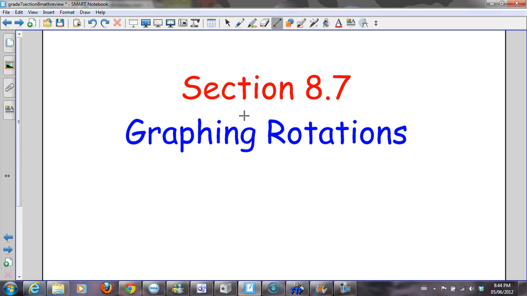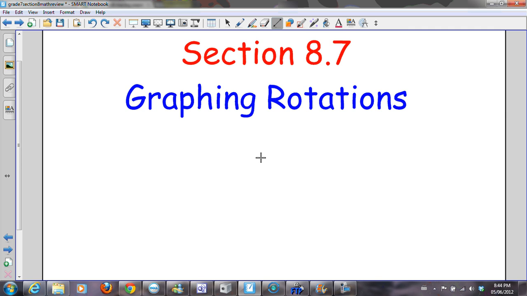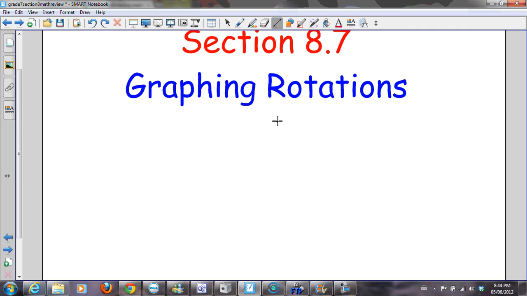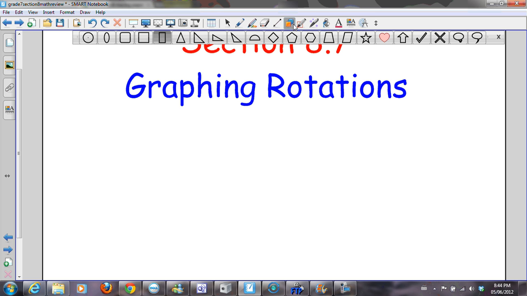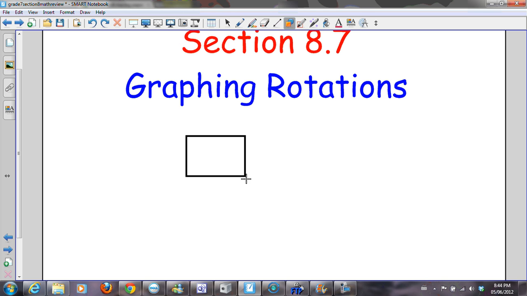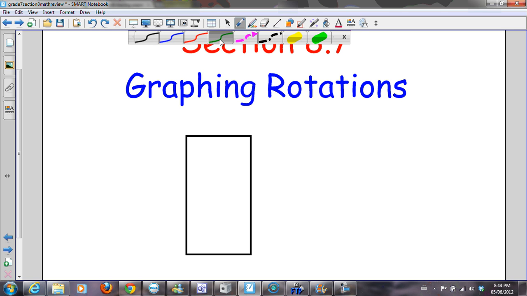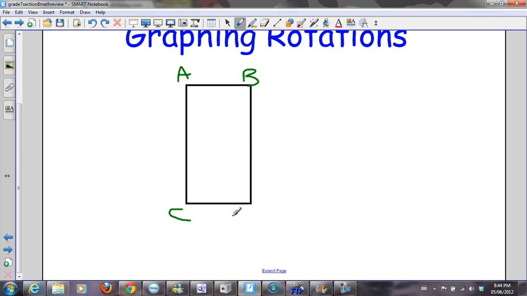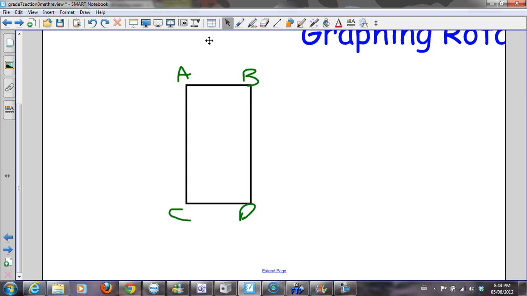Okay, the last section here, graphing rotations. This one can be a little tricky. You have to remember a few things about rotations first before you do it. And some common things about rotations, and I'm going to make a lovely looking, there we go, this one should be pretty easy to keep track of. So I'm going to make a lovely looking rectangle, and I'm going to go A, B, C, and D, and join them all together.